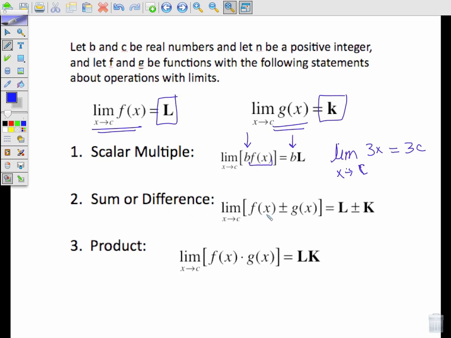There's sum or difference. So if you are adding the functions together, then the limit of the sum of functions would be the result, plus or minus. And product: if you're multiplying them together, again, the result of the limit would also be the multiplication of their answers.